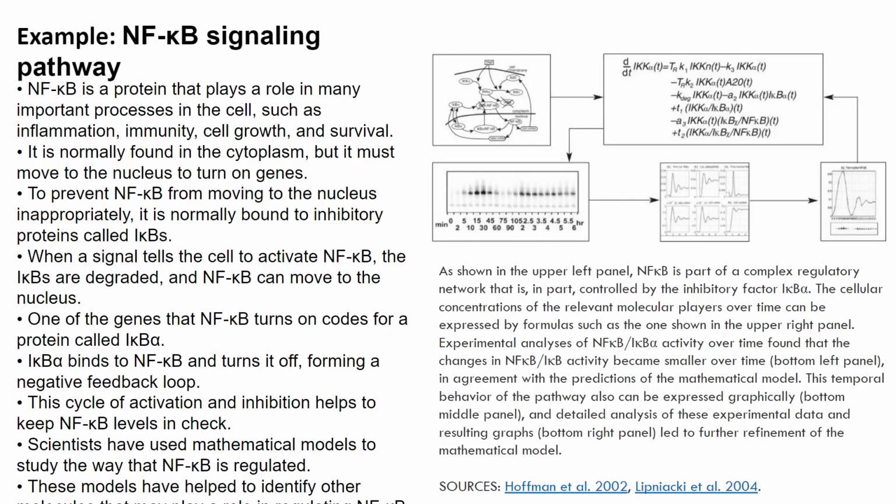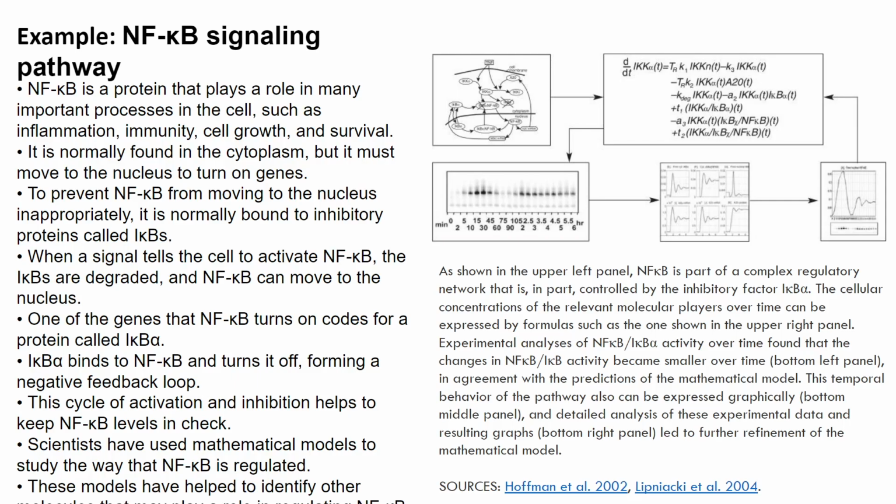Okay, the next example is that of NF kappa B. NF kappa B is a protein that plays many roles inside the cell. It is involved in inflammation, immunity, cell growth, survival, anything you name it. It is normally found in the cytoplasm, but it moves into the nucleus to turn on genes. So basically, it acts as a transcription factor. It travels from the cytoplasm into the nucleus, binds on particular genes, and acts as a transcription factor, facilitating transcription of the target genes.